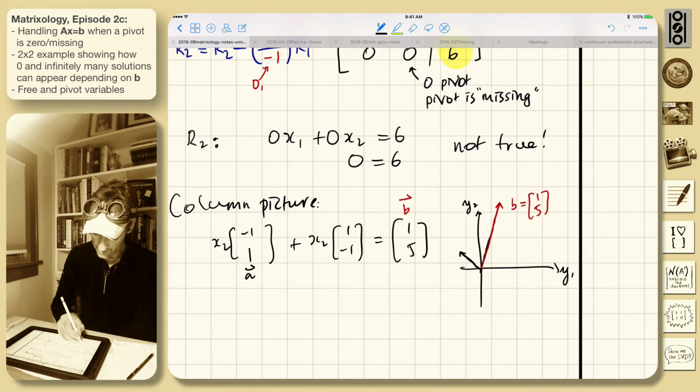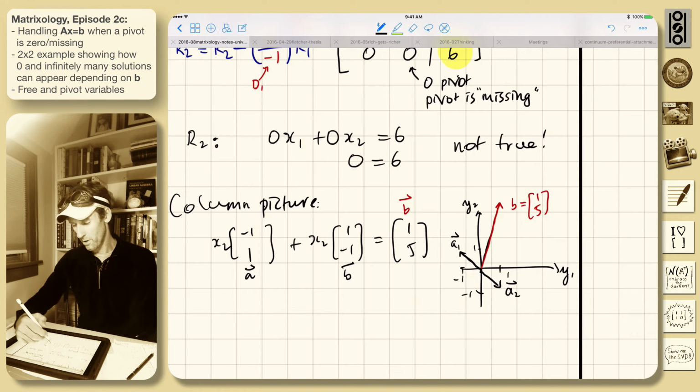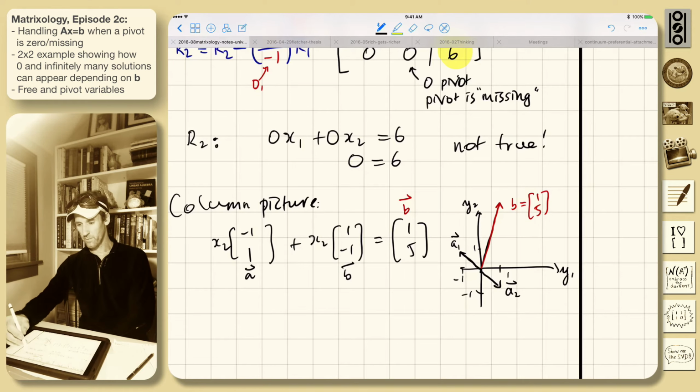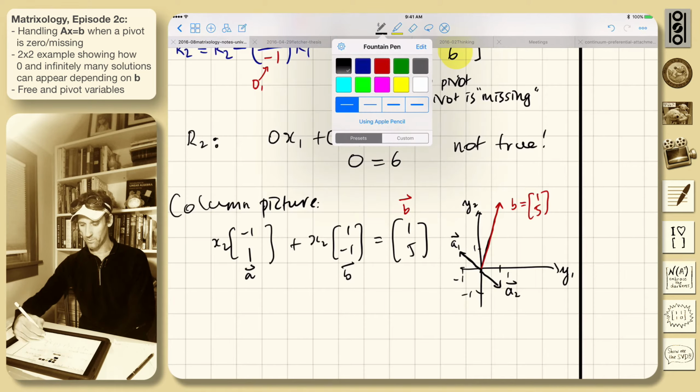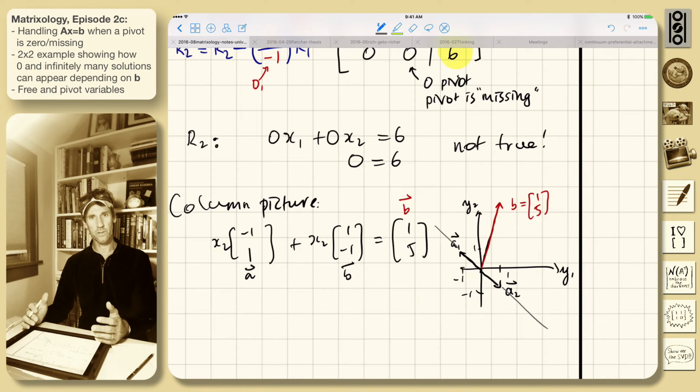This is vector A, this is vector B, so that's a 1, that's a minus 1, this is minus 1, and this is 1. This is A2, this is A1. There's no way, so we can't add multiples of these guys, right? All we can do if we add multiples of these guys to each other is trace out this line here. We can only get to points on that line.